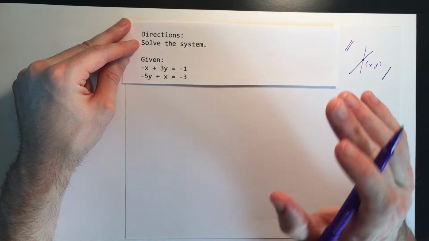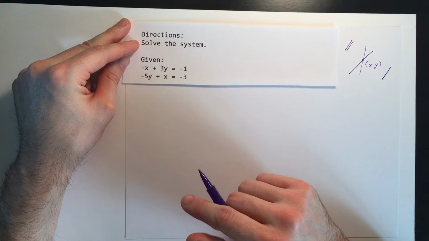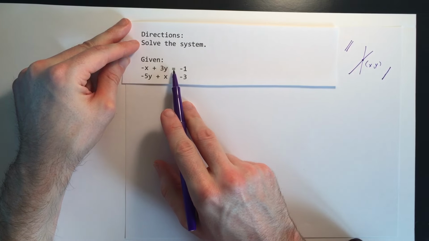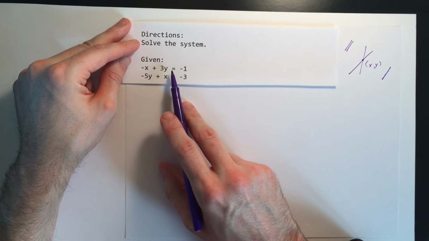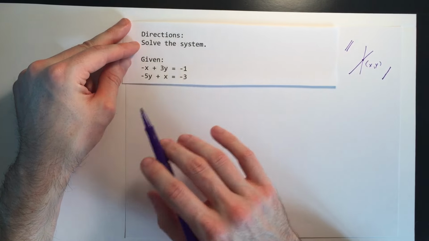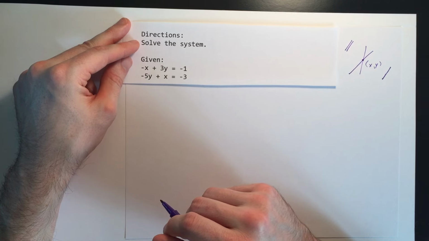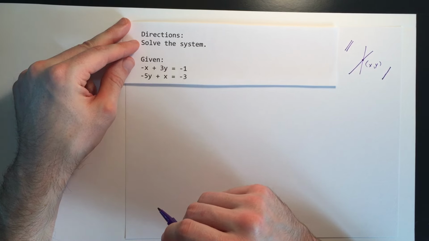So not graphing. There's two other methods. One is called substitution and one's called combination. Now substitution works very well when on one side of an equal sign you have just a single variable, like just an x or just a y. Neither equation has just an x or just a y on one side of the equal sign. So substitution is probably not the easiest method to use. We're going to use combination.